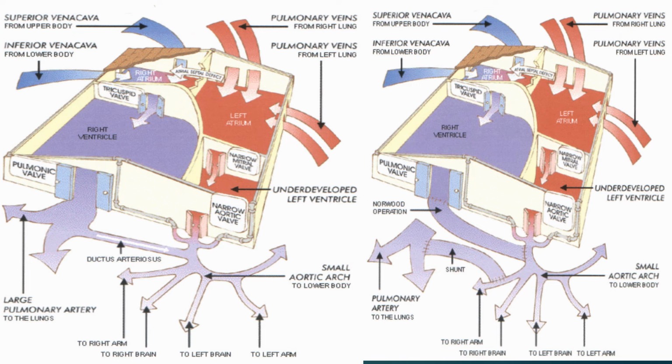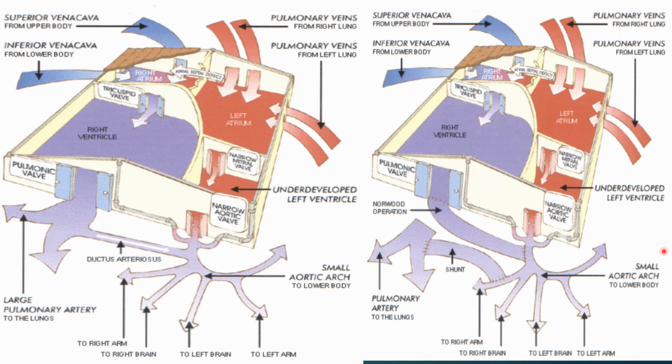So again, using the heart as a house, you've got a very underdeveloped left ventricle, very little blood flowing out through a very small underdeveloped aorta. Then you've got a huge right ventricle and all this blood flow. And you've got a ductus keeping blood flowing out to the body.